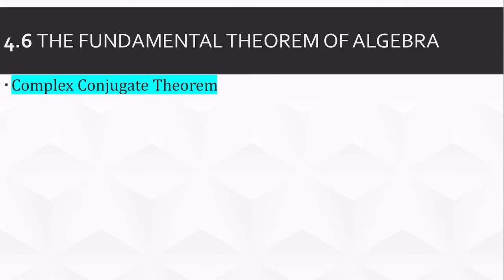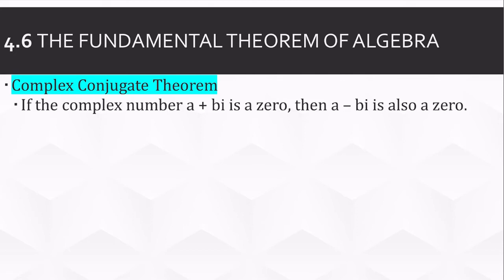If you noticed in the last problem, in fact the last 2 problems, we ended up with something plus and minus i. It gives us the complex conjugate theorem, which says if the complex number a plus bi is a zero, then a minus bi is also a zero. That means that the complex zeros come in pairs. It's always something plus and minus something i.